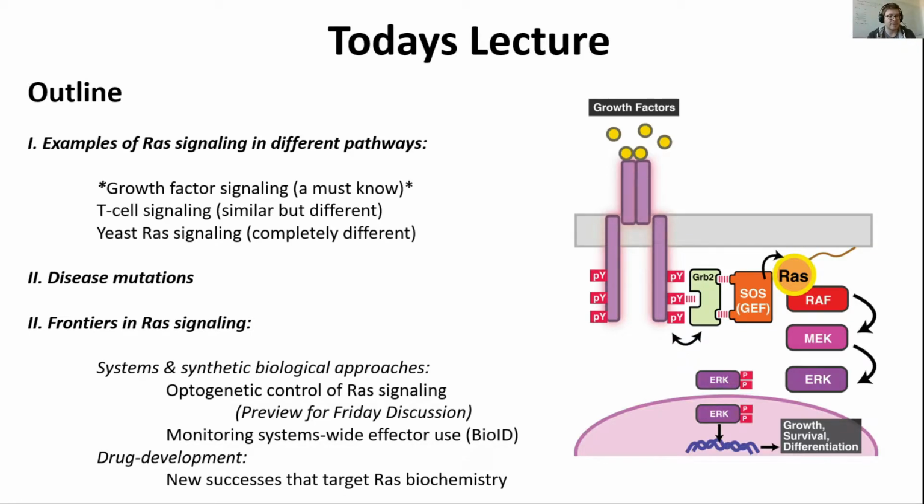We'll talk about some systems and synthetic biology approaches, including optogenetic control of RAS signaling, which is actually going to serve as a preview for the discussion paper we'll go through on Friday, as well as approaches to monitor effector use, so molecules interacting with RAS, systems wide using interesting mass spectrometry techniques known as BioID. And then finally, we'll discuss a little bit about how people have been trying to selectively target RAS, oncogenic forms of RAS, with drugs to try to ameliorate cancer. And there's been some new successes that target RAS biochemistry specifically.